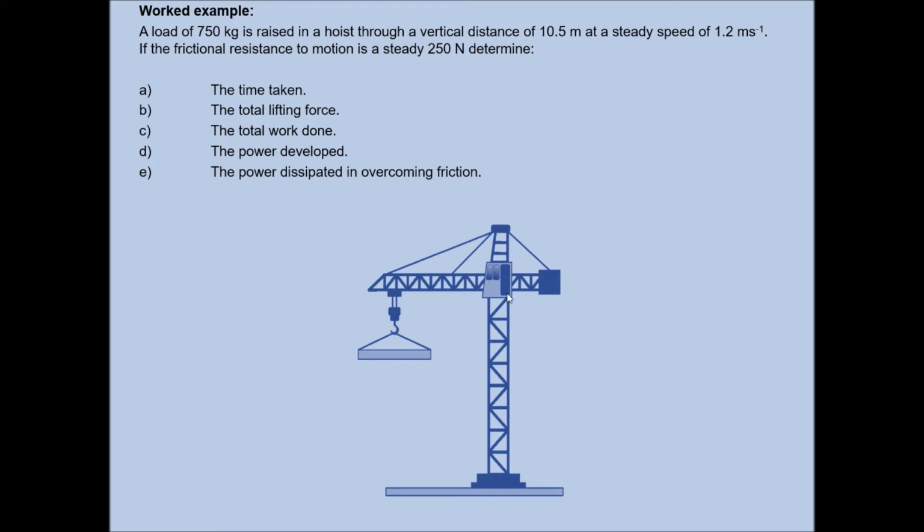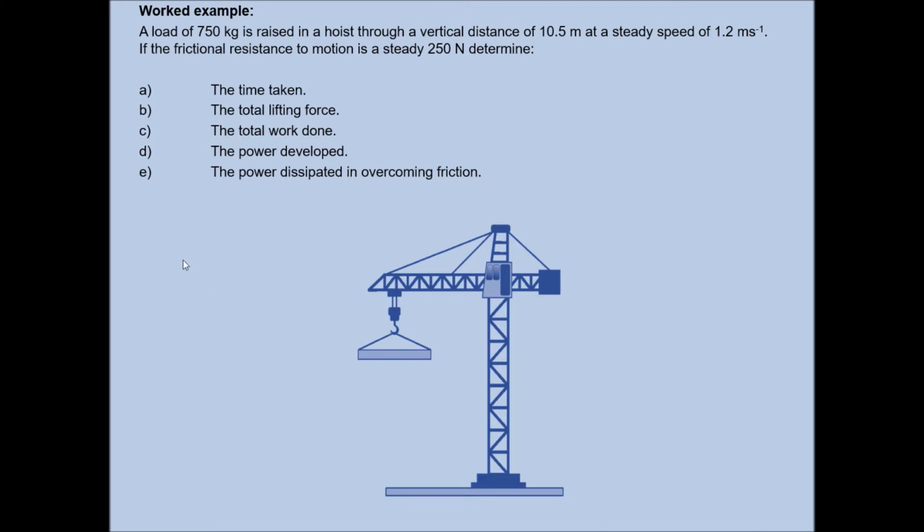So as we can see here, we've got some kind of lifting equipment carrying a load of 750 kilograms. It moves through a distance of 10.5 meters at a speed of 1.2 meters per second. It's got a frictional resistance to motion of 250 newtons. Determine, and we've got 5 different areas we're going to cover here: first, the time taken. Next, total lifting force, work done, and then we've got 2 power calculations to work our way through. So slightly different and slightly more complex than what we've done so far, but nonetheless relatively straightforward.